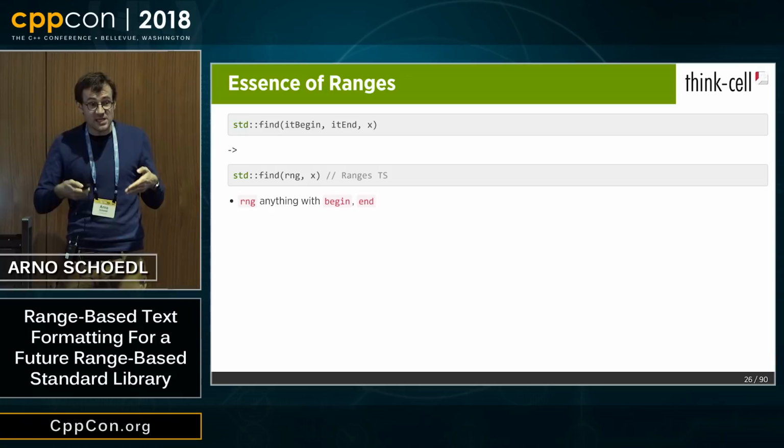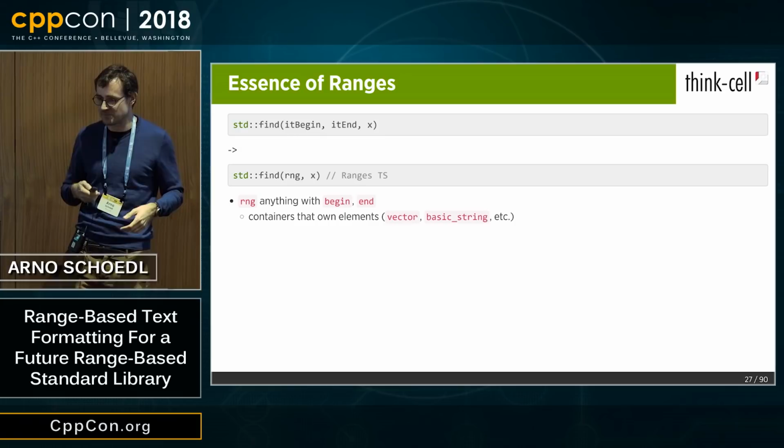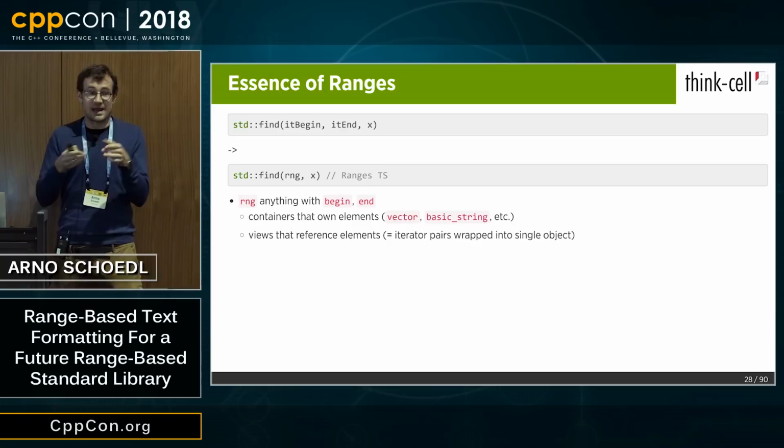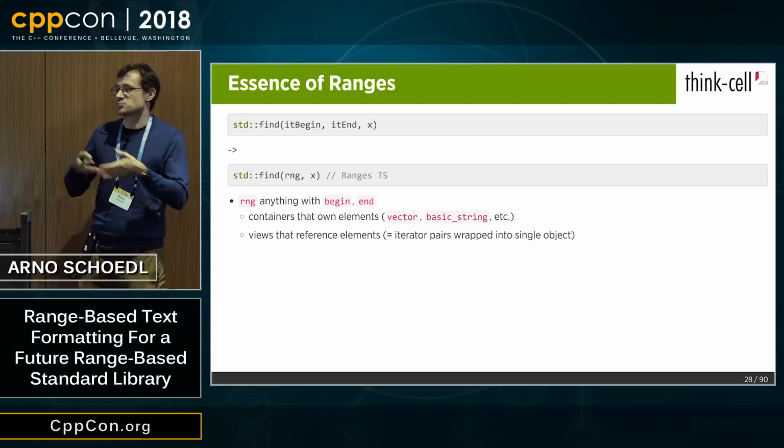So a range is going to be any object that has a begin and an end where you can iterate over. That may be containers as a single object, vectors or basic strings or whatever. But that also may be just pairs of iterators, and they are now called views for ranges. Views because they're not owning their elements, they're just referencing them, just like pairs of iterators did before.